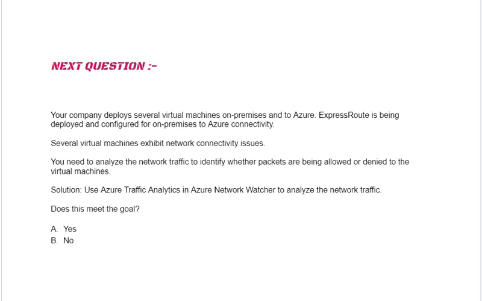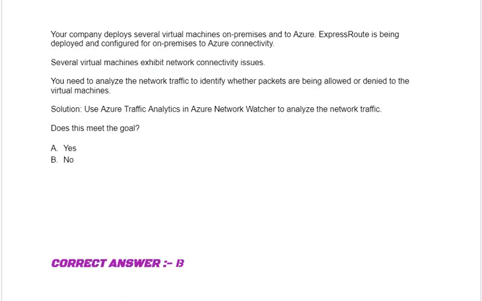Next question is, your company deploys several virtual machines on premises and to Azure. ExpressRoute is being deployed and configured for on-premises to Azure connectivity. Several virtual machines exhibit network connectivity issues. You need to analyze the network traffic to identify whether packets are being allowed or denied to the virtual machines. Solution: use Azure Traffic Analytics in Azure Network Watcher to analyze the network traffic. Does this meet the goal? Option A, yes. Option B, no. Correct answer is no.